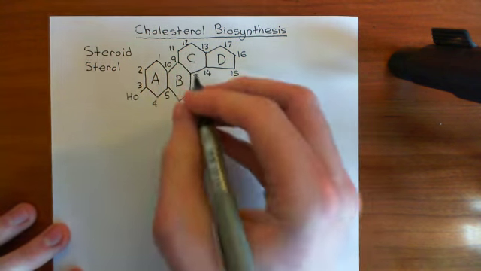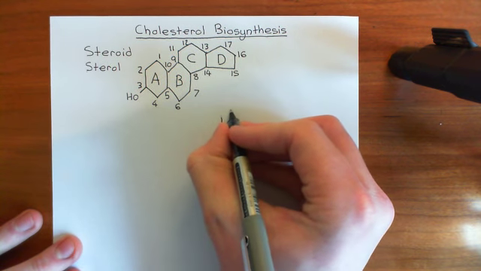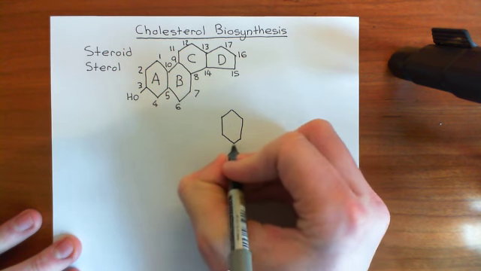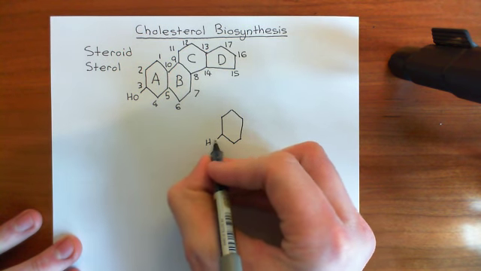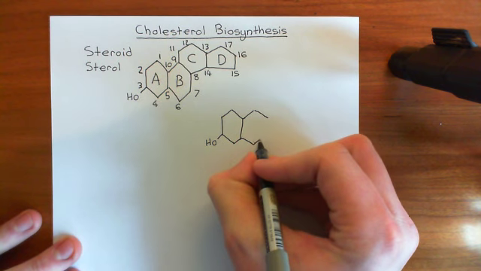Now let's turn this into cholesterol. Let's draw it out again, and then we'll turn it into cholesterol. We have a 6-membered carbon ring here, that's the A ring. Then we have our alcohol group coming off the A ring here. Then we have the B ring here.